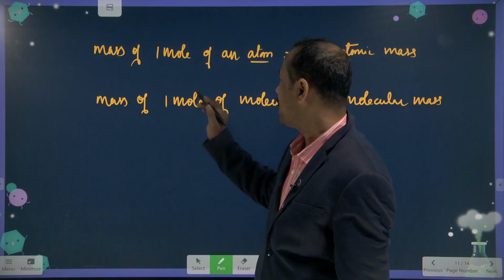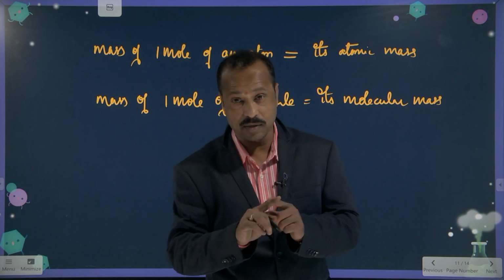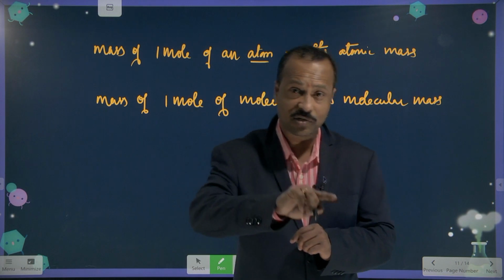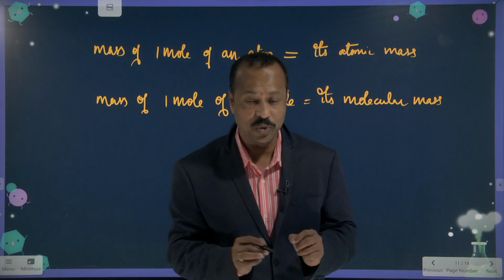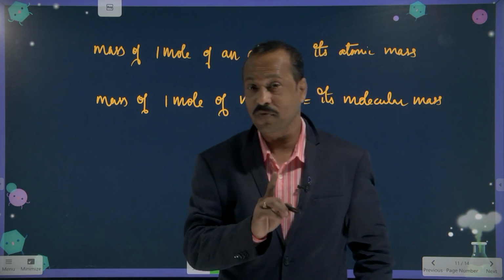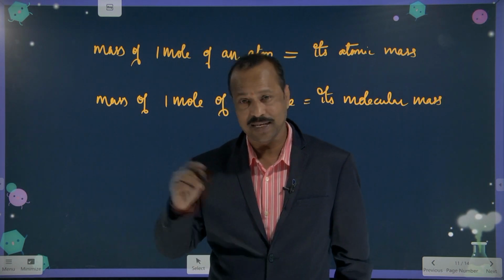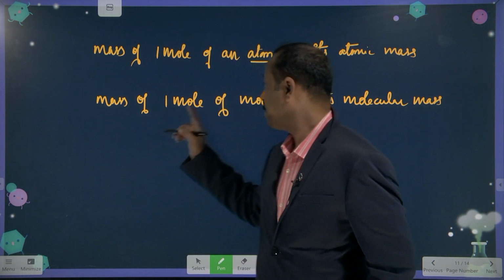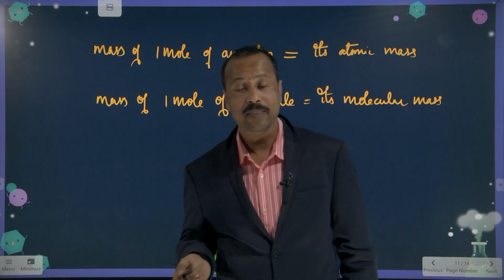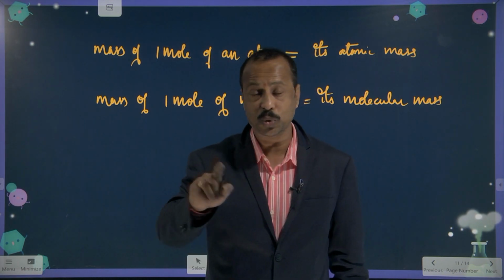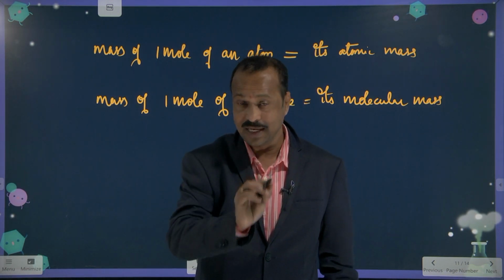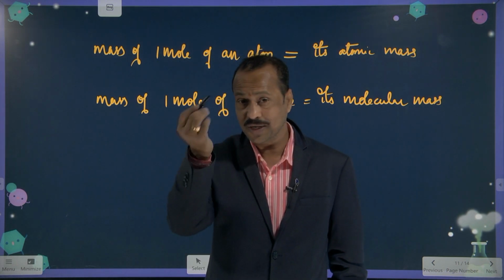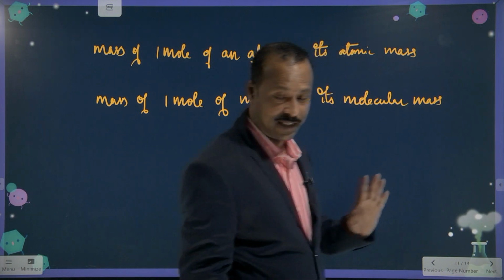Now similarly, 1 mole of oxygen also contains the same number, 6.022 × 10^23 atoms of oxygen, but its mass is 16 grams. If you take the mass of 1 mole of water molecules, this also consists of 6.022 × 10^23 water molecules. The number remains the same, but the mass is equal to its molecular mass. Water molecular mass is what? 18. So we get 18. Is this clear to you?